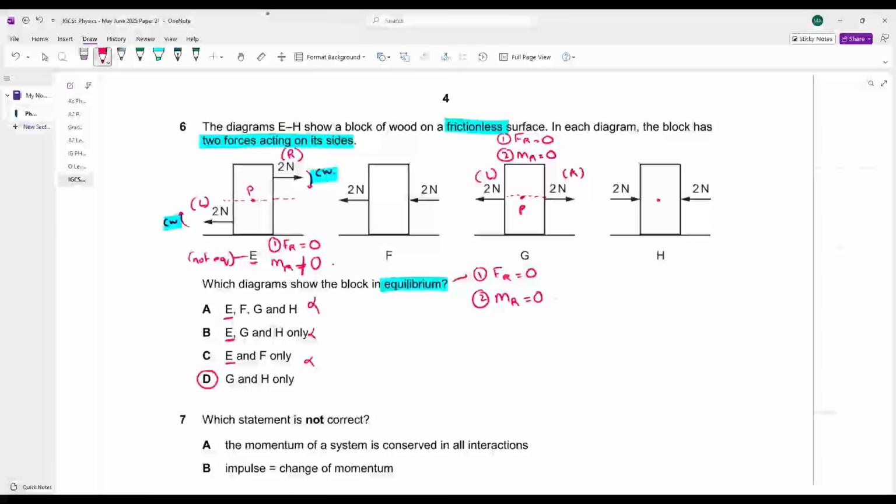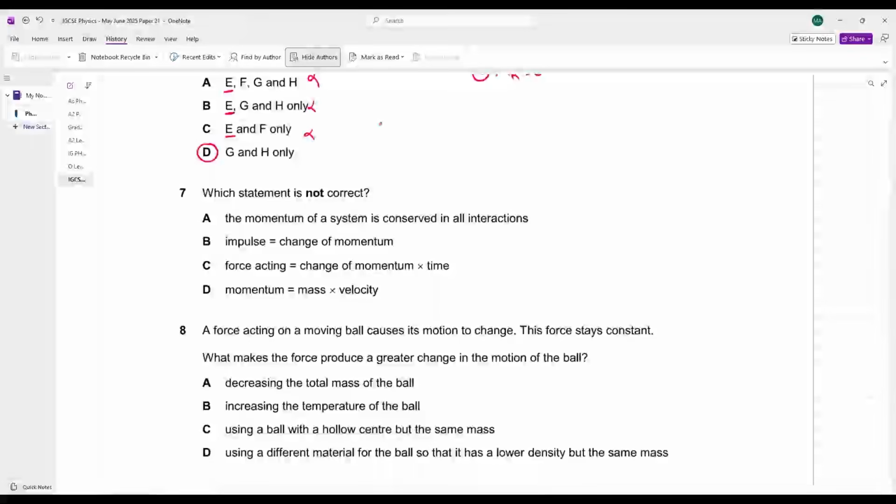Same for H. There is a 2 Newton force acting on the right, 2 Newton force acting on the left. Resultant force क्या हो जाएगी? 0. Since both the forces are passing through the pivot, resultant moment भी आपका 0 हो जाएगा. This is also in equilibrium. D is your answer.